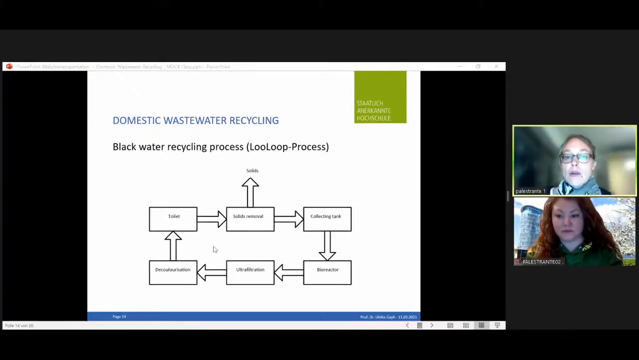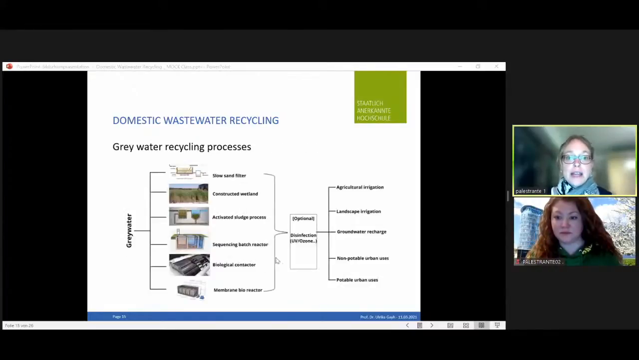Other ideas are also vacuum toilets, which can be used. Then you don't need a lot of flushing water, so you save the water before using such a recycling process. I come to one example later, which is with the vacuum toilet in combination with gray water recycling processes.